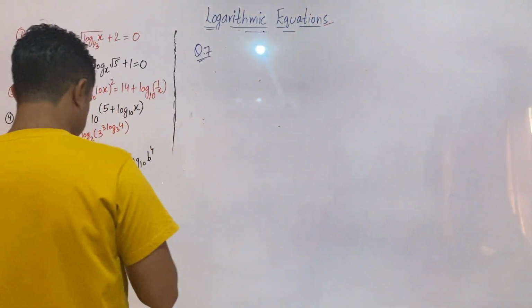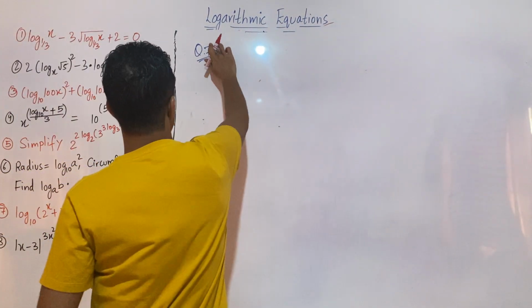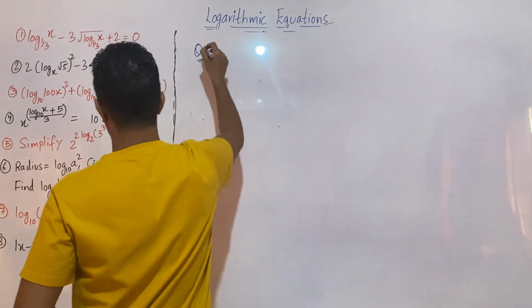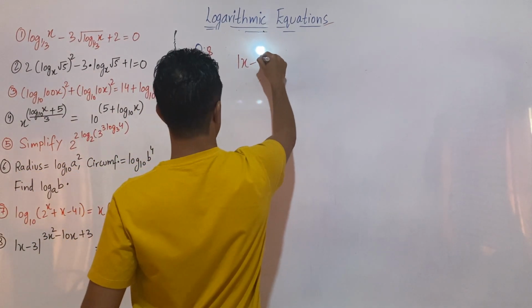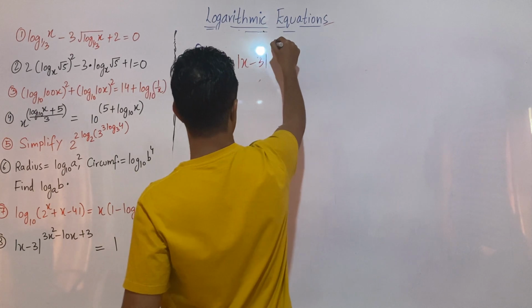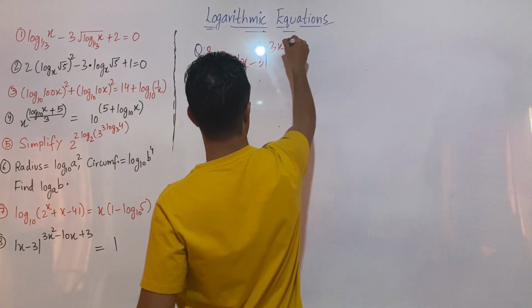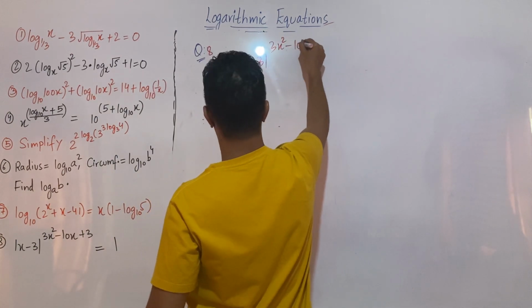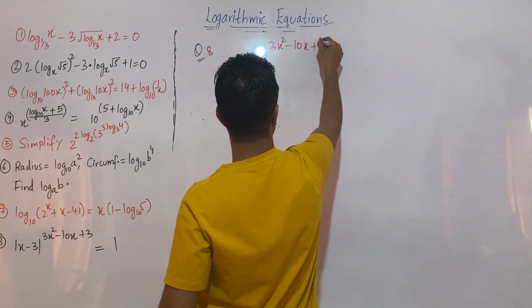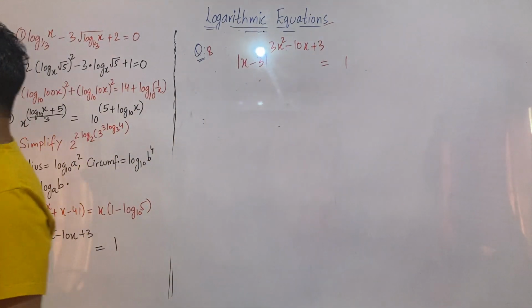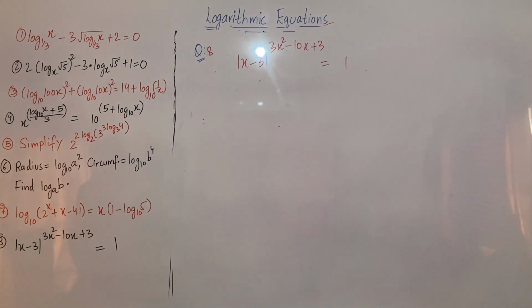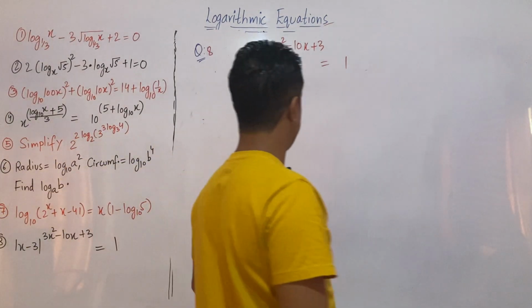The last question, question number 8, says: modulus of x minus 3 raised to 3x squared minus 10x plus 3 equals 1. Okay, now this is given to me.